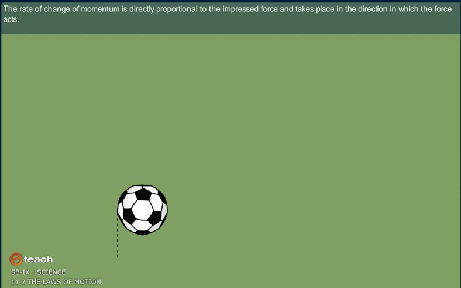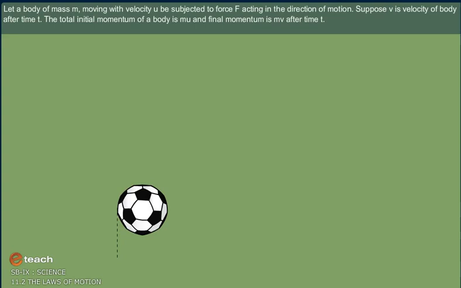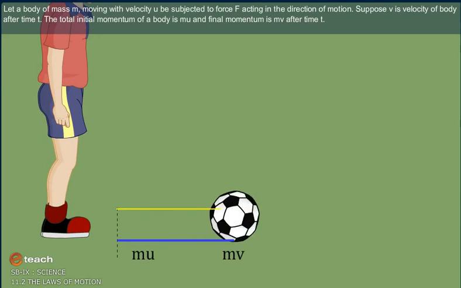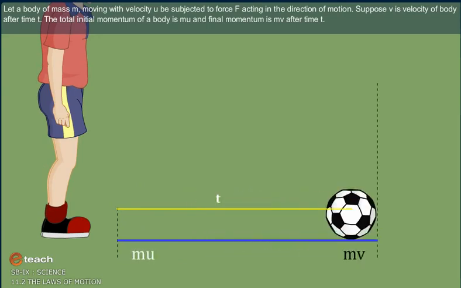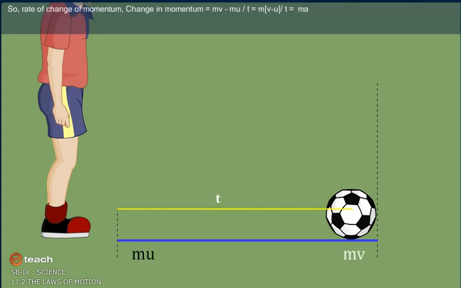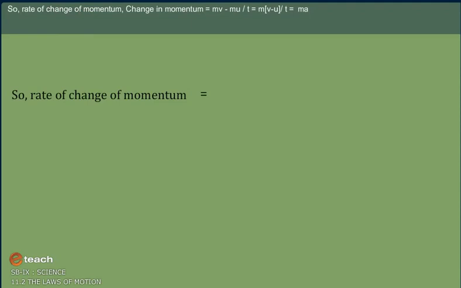which the force acts. Let a body of mass m moving with velocity u be subjected to force F acting in the direction of motion. Suppose v is velocity of body after time t. The total initial momentum of a body is mu and final momentum is mv after time t. So, rate of change of momentum is equal to change in momentum upon time. That is (mv minus mu) upon t.